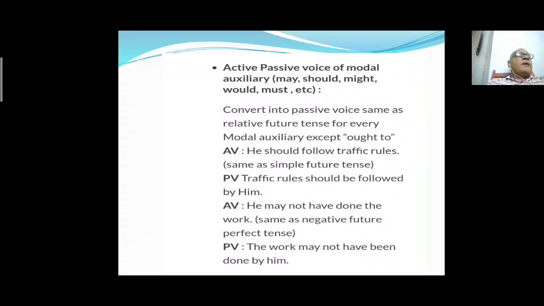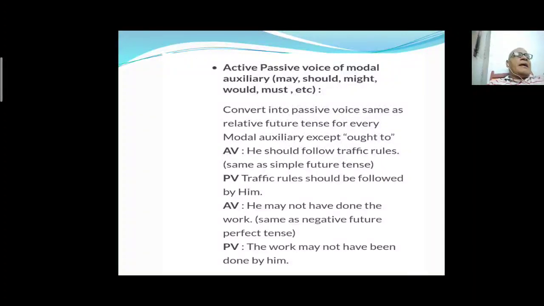He should follow traffic rules. Same as simple future tense. Traffic rules followed by him. He should follow traffic rules. Traffic rules, this is the object. So start with the traffic rules: should be followed by him.